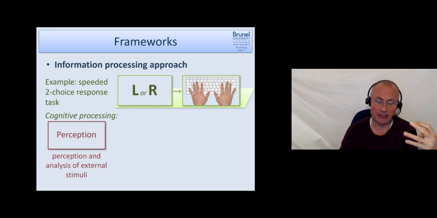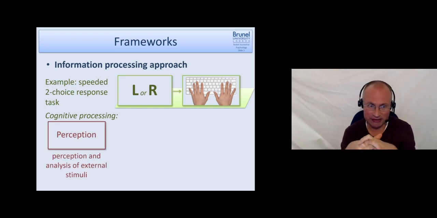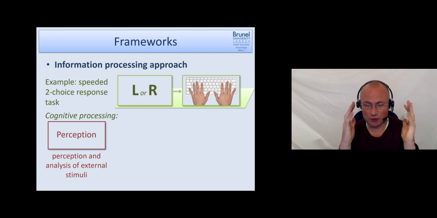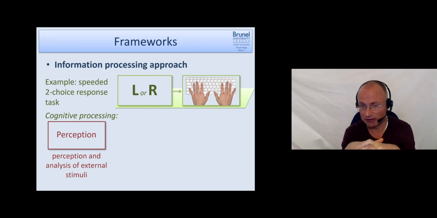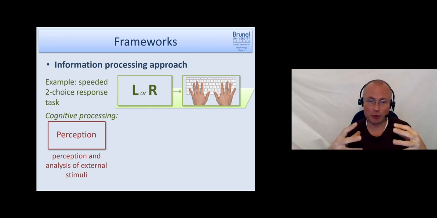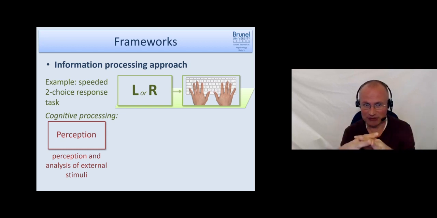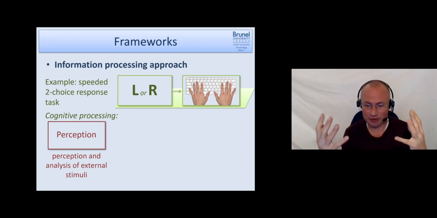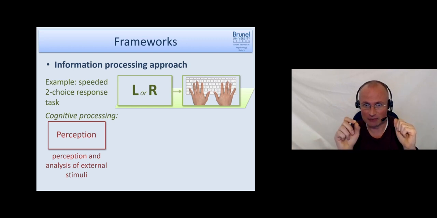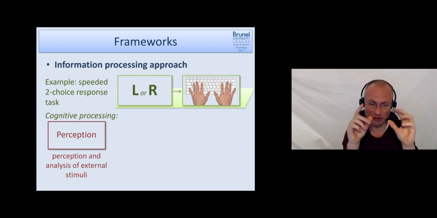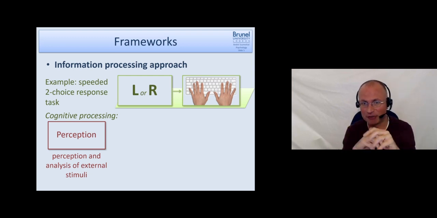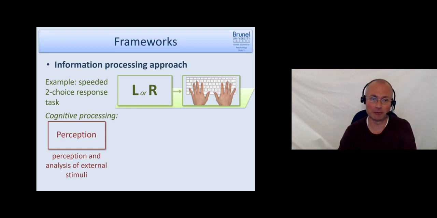The first processing stage is called the perceptual stage, or perception. In this stage we perceive the external stimuli, in this example what we see on the screen, the letter L or R, and it's processed into an abstract code. So for the next processing stage, it doesn't matter which font is used or which size it is, it's just this information: I have seen the letter L, no matter how exactly it looked. So we go from a very low level, first detecting features like edges in primary visual cortex, to this abstract representation.